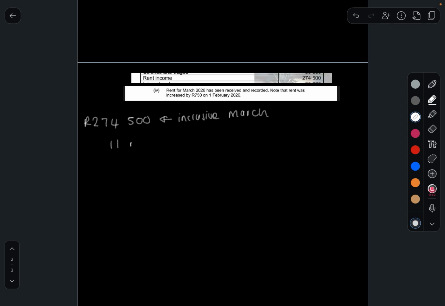So they're telling us that for 11 months, it was 100%. And then from February, since this is inclusive of March, we're going to say for the 2 months that this money is inclusive of, it increased by 750. So we want to clear out this 750 to get a clear idea of how much rent was initially.